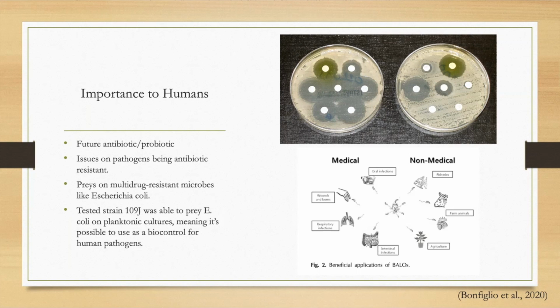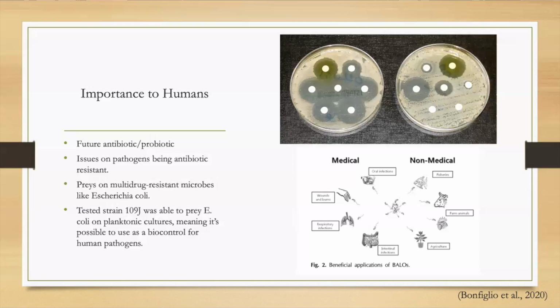And these multi-drug resistant infections are mostly caused by gram-negative bacteria like Escherichia coli. Due to that, Bdellovibrio bacteriovorus has been considered for research by scientists, who tested the strain 109J on planktonic cultures, in which they found that the bacteria was able to lyse E. coli, which is its favorite prey, along with Pseudomonas.